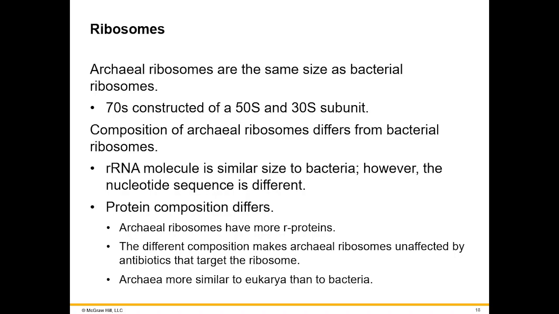However, while they are the same size and technically the same density overall, when we look at their chemical composition, they are different from the bacterial ribosome. In fact, in terms of composition, the archaeal ribosome is more similar to the eukaryotic ribosome. The rRNA molecule is similar in size, but the sequence of the nucleotides is not similar. The ribosomal sequence of the archaea is much closer to the eukaryotic ribosome than to that of the bacteria, but in terms of size, they are the same.